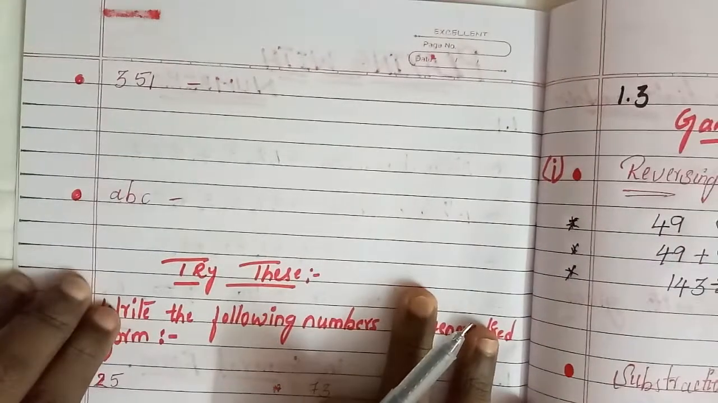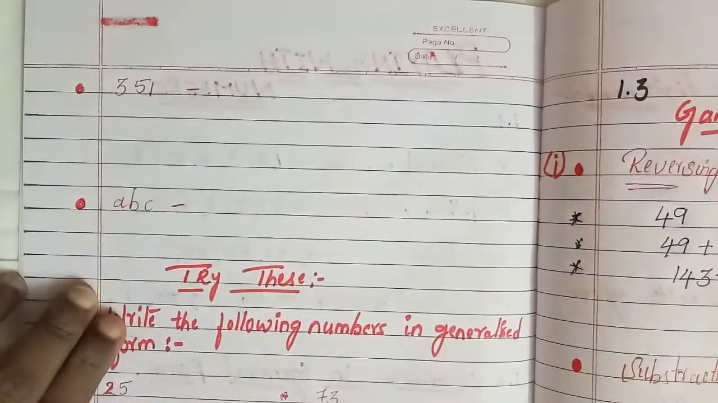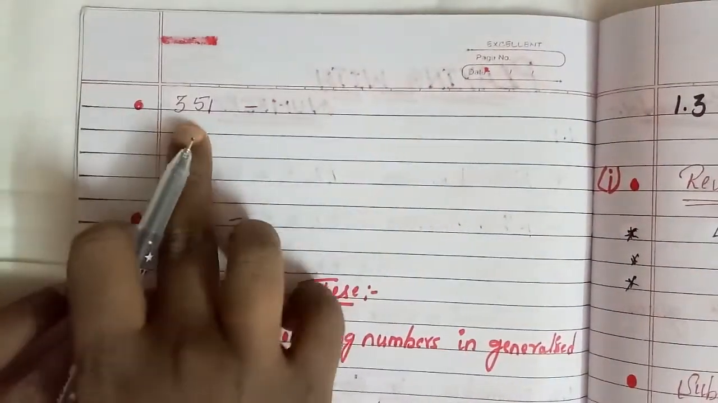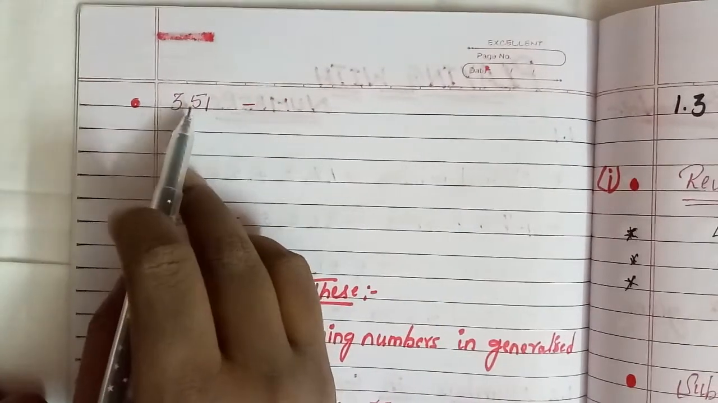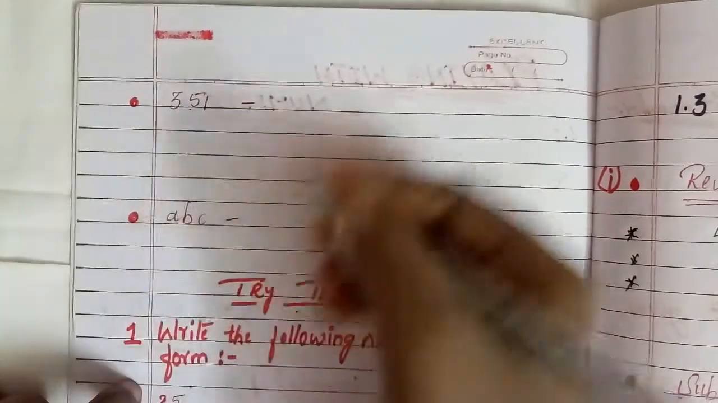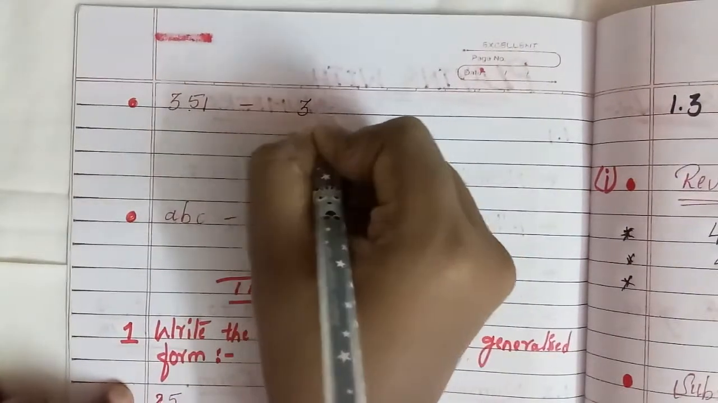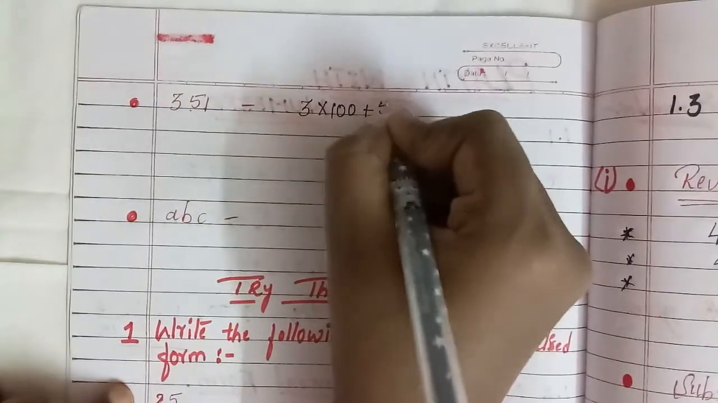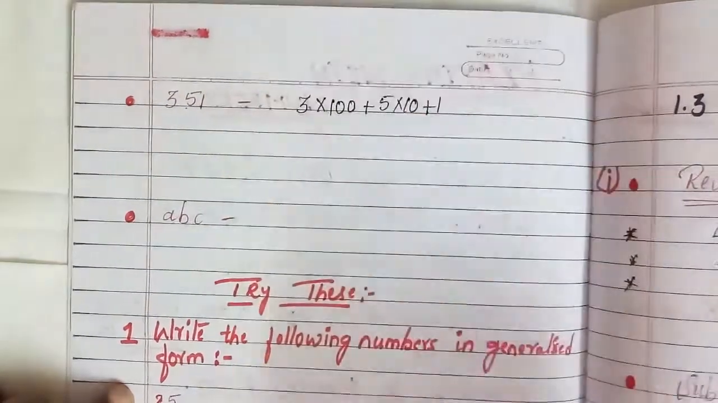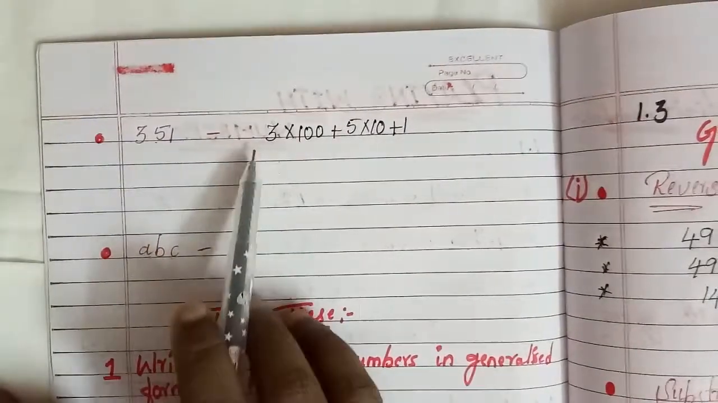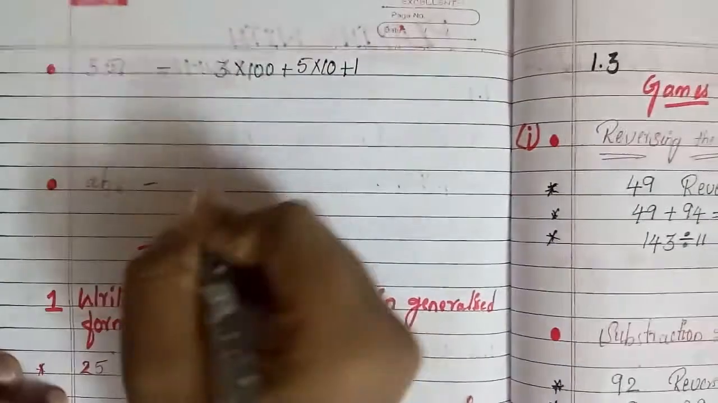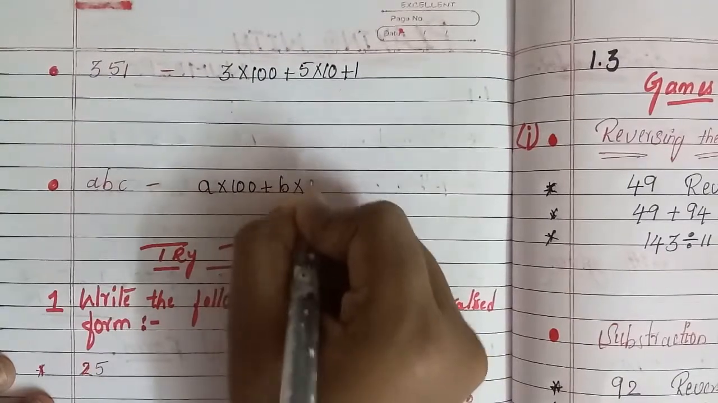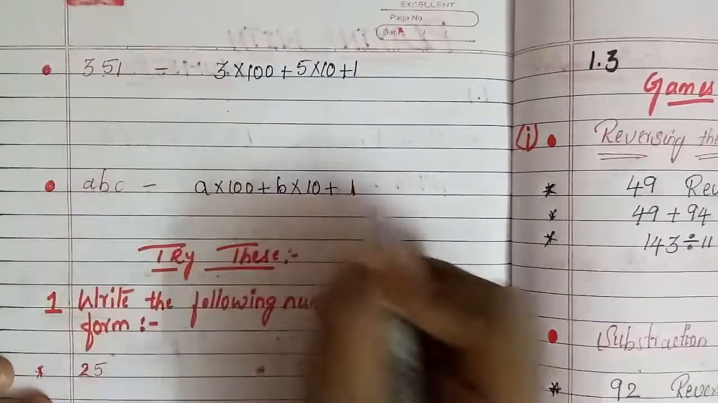Again, it is in the hundreds place. See here, 1 is the unit place, 5 is the tens place, 3 is the hundreds place. See, 3 into 100 plus 5 into 10 plus 1. This is the general form. Again, I will take A into 100 plus B into 10 plus 1. This is the general form.